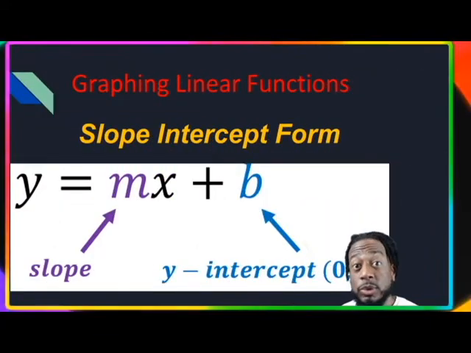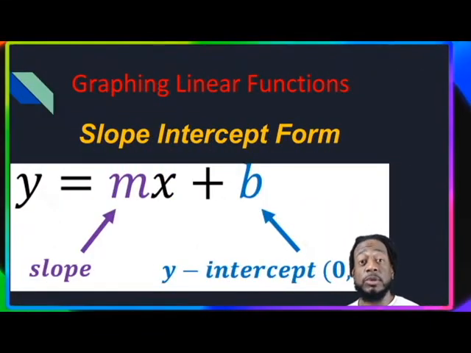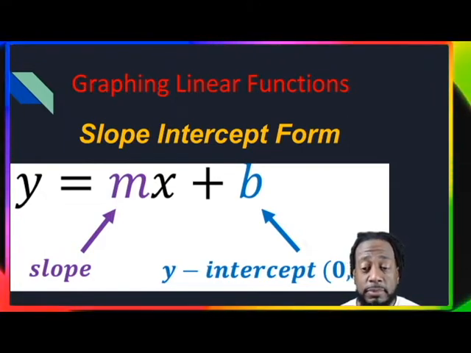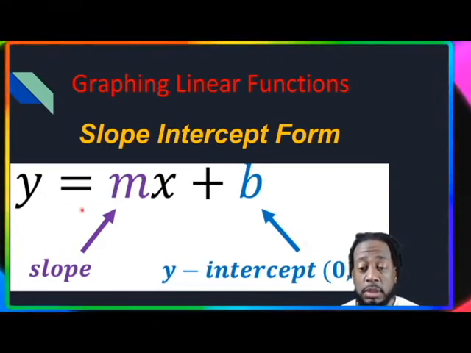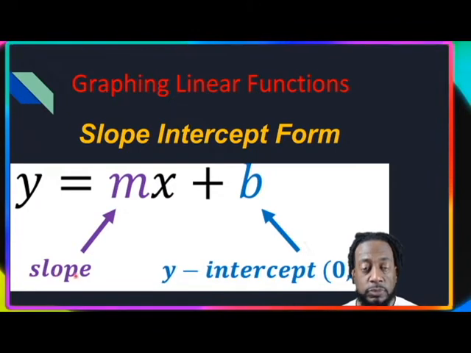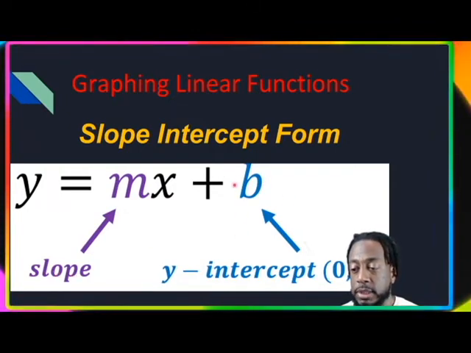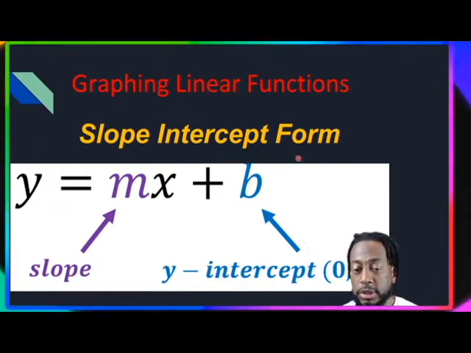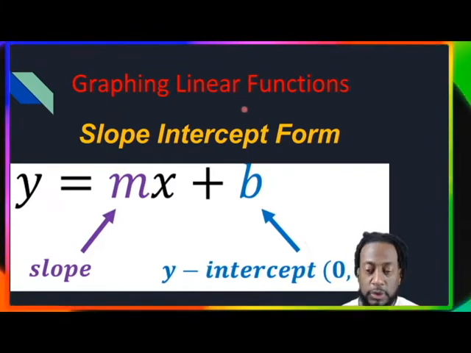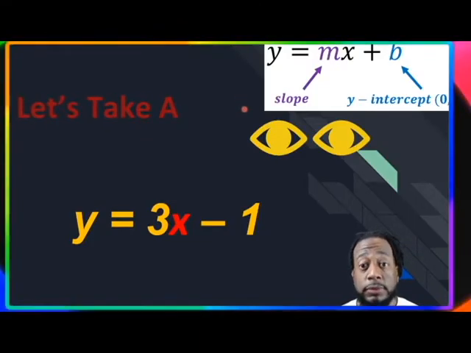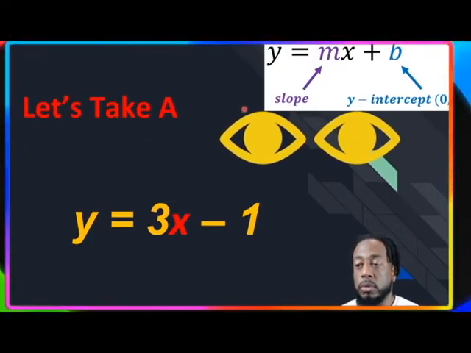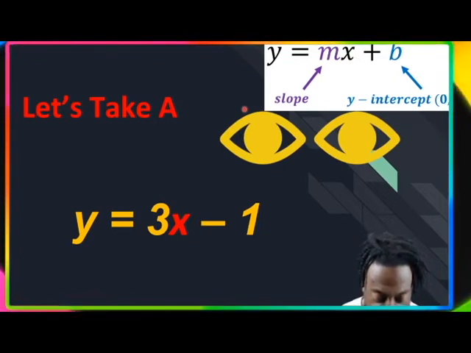Again, y equals mx plus b. M is the slope. B is the y-intercept. Now, let's go a little further. Write that down while I get this ready.